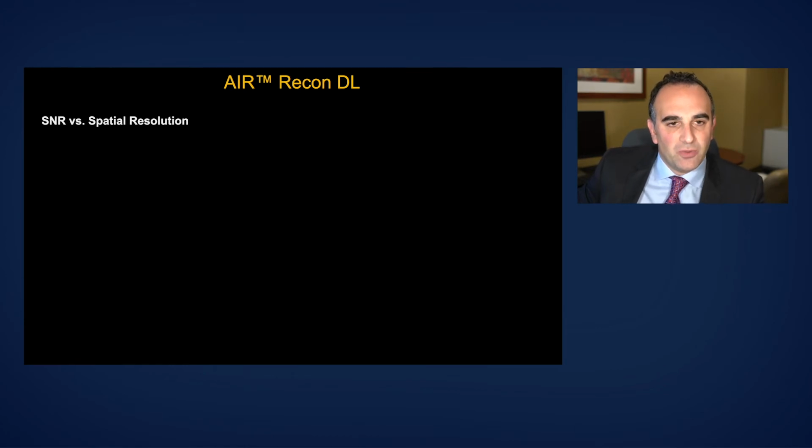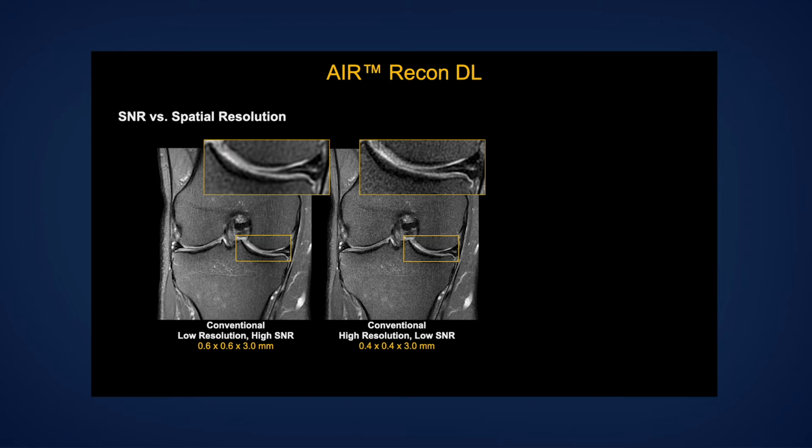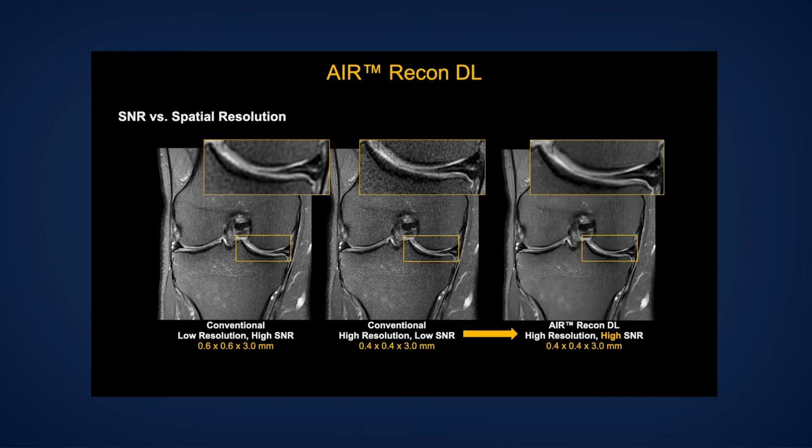So to go into this in a little more detail, there's a challenge sometimes between SNR and spatial resolution. Here we're showing a conventional, relatively low resolution coronal image of the knee, but high SNR. If we try to increase our spatial resolution, going from an in-plane of 0.6 by 0.6 to 0.4 by 0.4, the image becomes noisy. But if we apply DL Recon, now at a 0.4 in-plane resolution, we have adequate SNR with a high resolution acquisition.